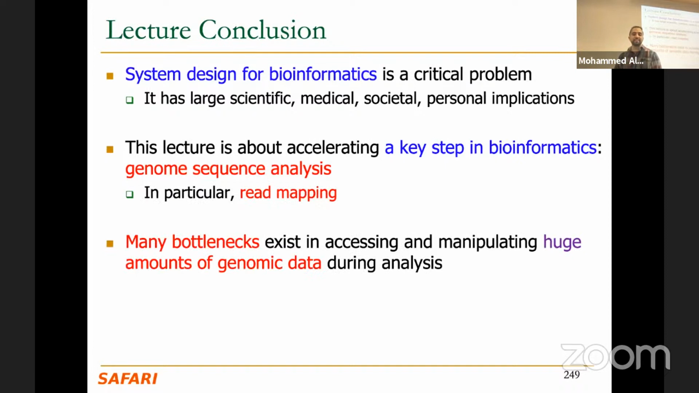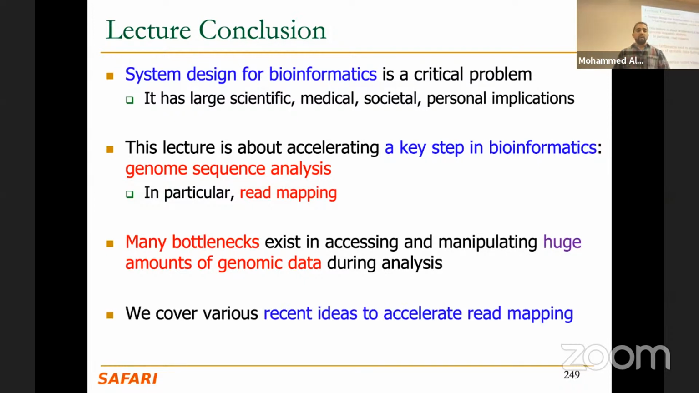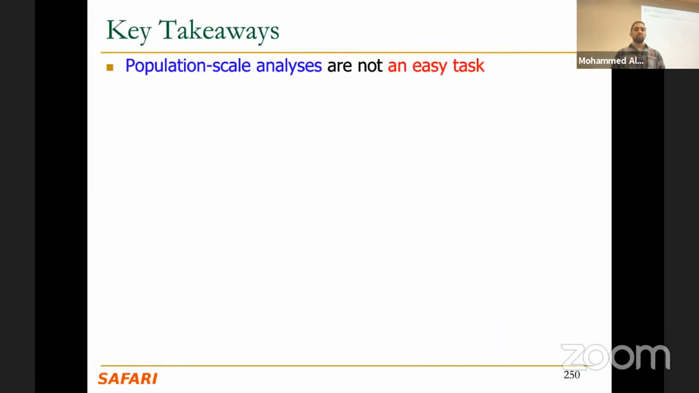Many bottlenecks exist in accessing and manipulating a huge amount of genomic data. We were explaining about read mapping, but if you remember, there is a step called base calling in ONT devices that is also a time-expensive step. That is also a bottleneck. But normally we do this step inside the sequencing machine. That's why I was focusing on read mapping, which is actually the first bottleneck in the genome after base calling. We cover various recent ideas to accelerate read mapping. Hopefully that gives you a motivation. If you are interested in this topic, I'm happy to discuss many of these research ideas with all of you.